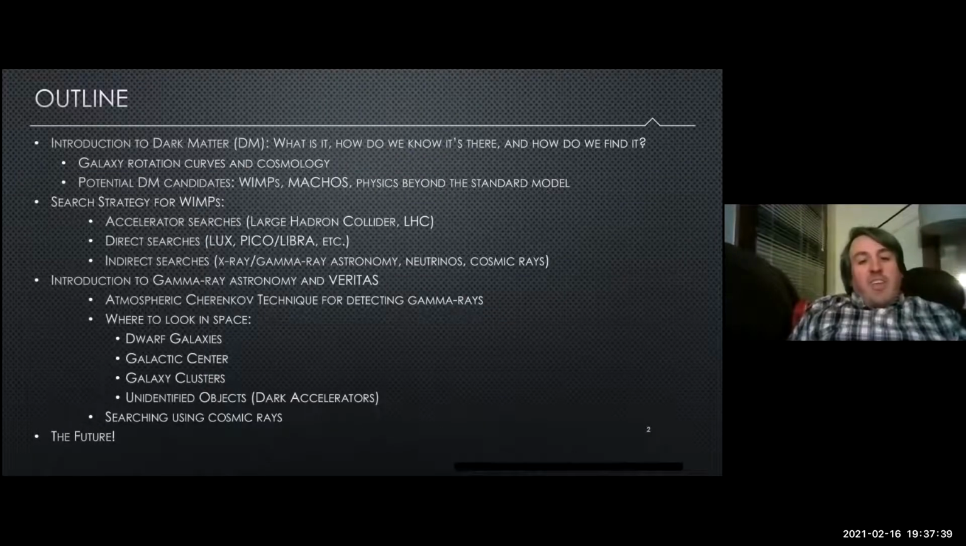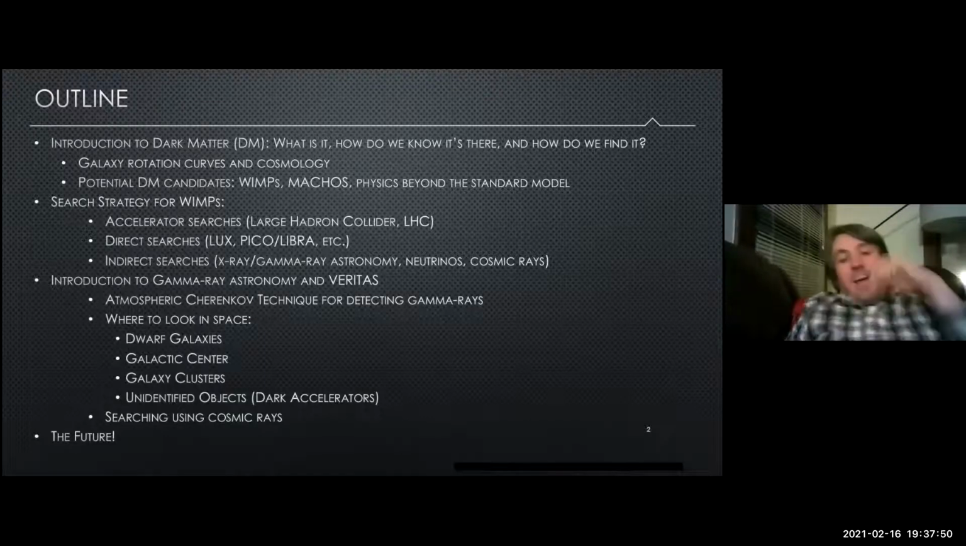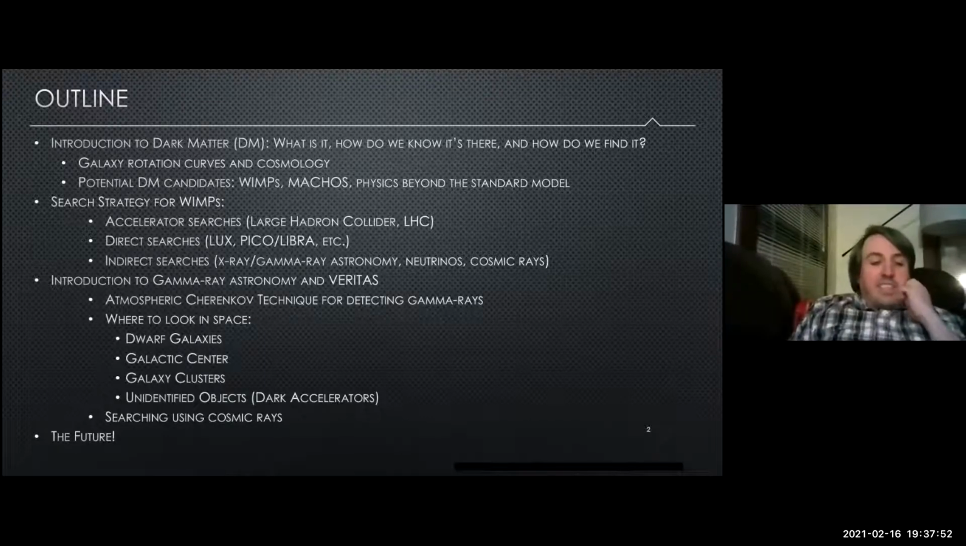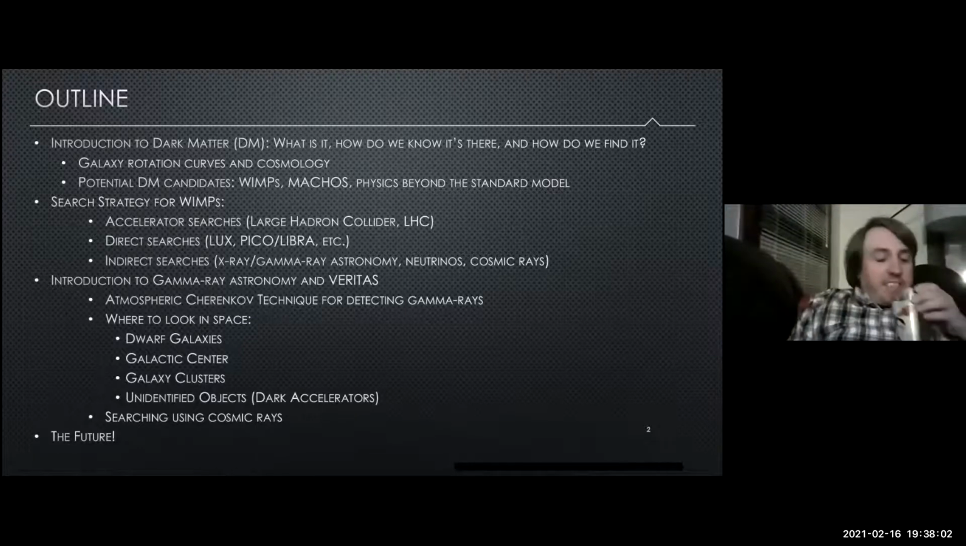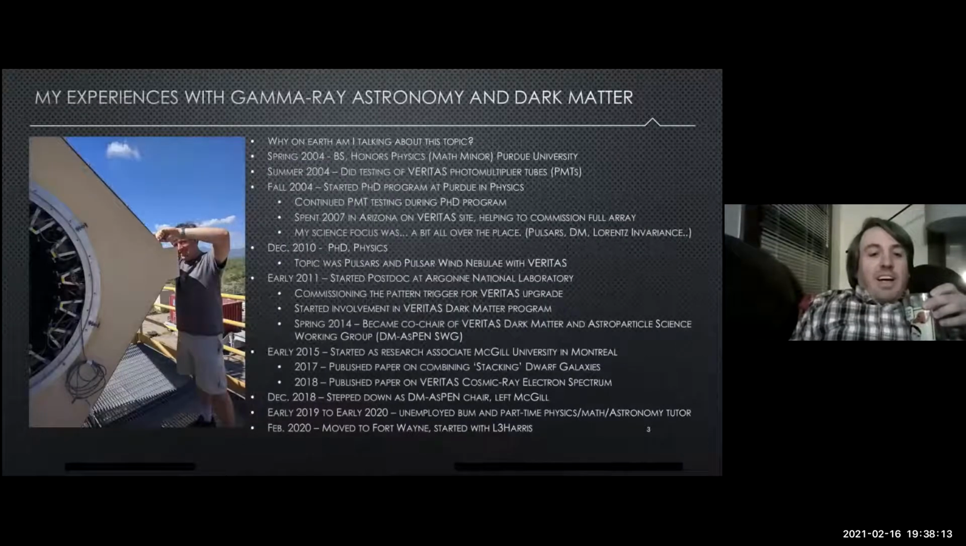So I'll talk a little bit about gamma ray astronomy. How do we find gamma rays coming from outer space? And then I'll talk about the various places where we look for them in outer space: dwarf galaxies, the center of our own galaxy, various galaxy clusters. And then also talk about searching using cosmic rays. And then I'll talk about the future and where things are going, where we might someday hopefully find some of these things.